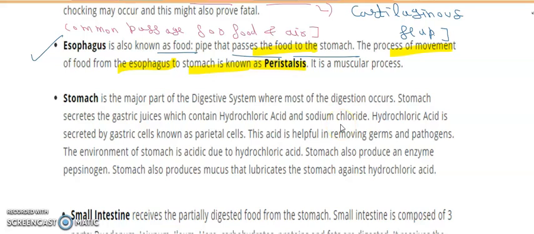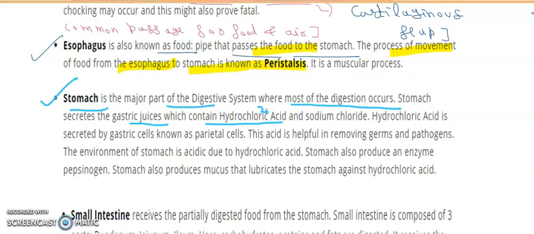Means your muscles are involved here for the movement. Next is the stomach. The stomach is the major part of the digestive system where most of the digestion occurs. The stomach secretes the gastric juices, which contain hydrochloric acid. Very important. Which is the composition? A question can be asked: which of the following is the composition of the gastric juice?